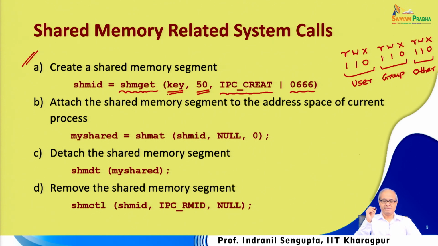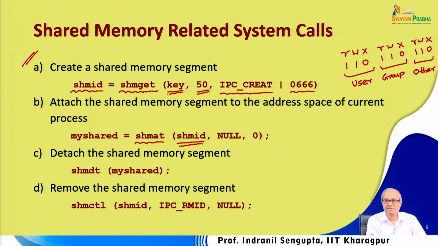Now, the second thing is that after creating, we are attaching the shared memory segment to the process address space. When shmget is called, it returns an ID, the shmid, which identifies that shared memory segment in memory. Later, when we attach the shared memory segment to a process, we make a system call called shmat. Here we use that same shared memory ID which was returned by shmget.